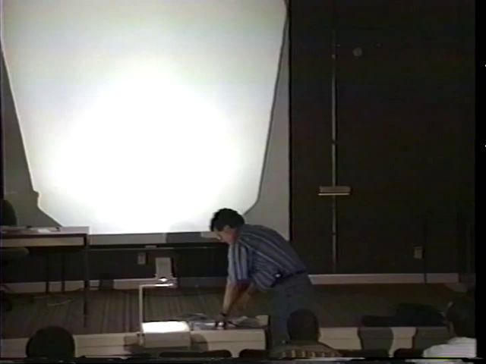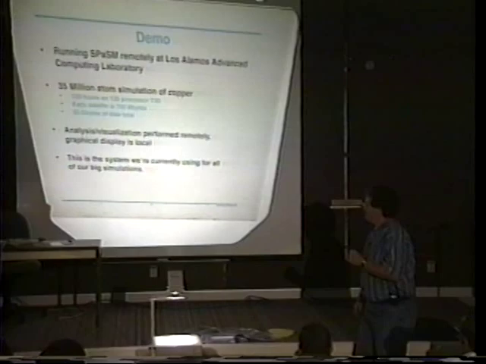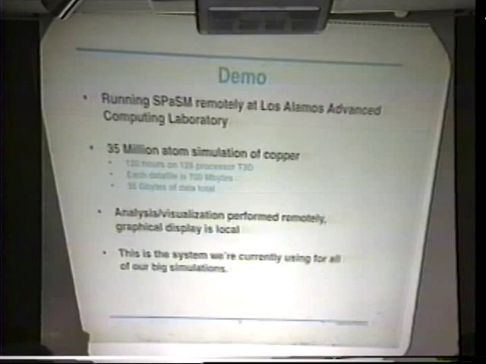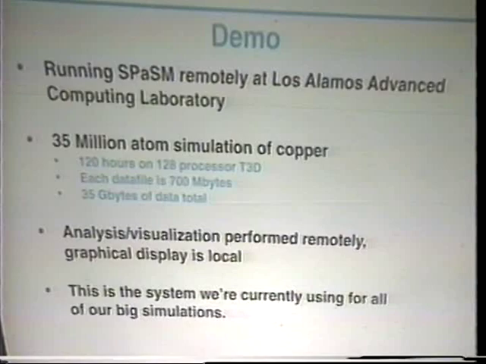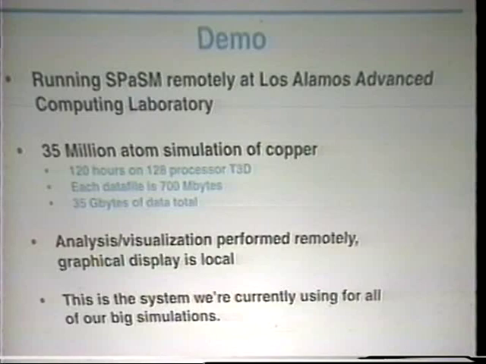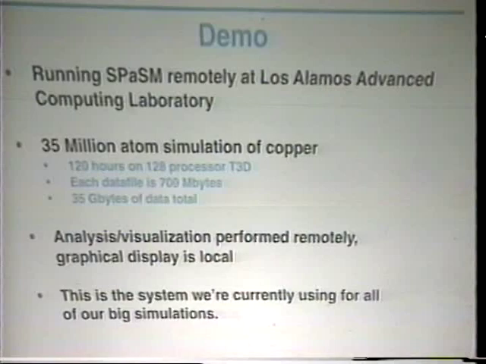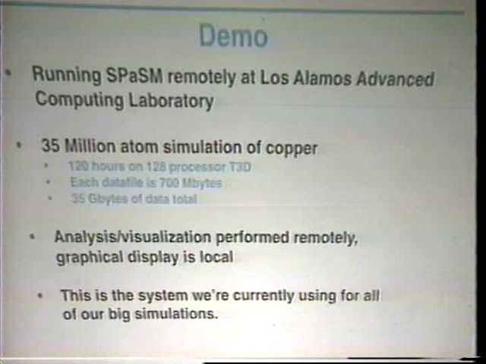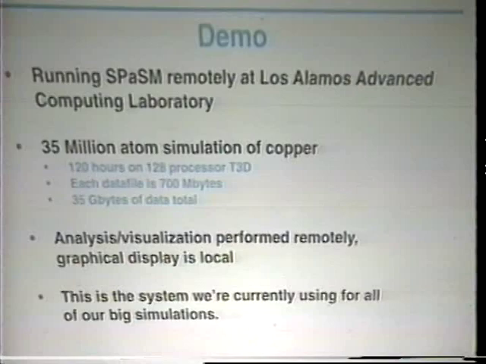So at this point, I'm going to attempt to do a demo. I'm always skeptical when I give demos because there's always a chance that they're going to crash. But what I'm going to do is remotely run the SPaSM code at the Advanced Computing Lab at Los Alamos. One of the things I'm going to do is some post-processing of a 35 million atom simulation of copper that we did on a Cray T3D. Each data file in this is 700 megabytes. All the analysis and visualization is done remotely, so nothing is being done on this workstation here. The only thing being done here is local display of results. This is the simulation we're currently using for big simulations. And then I'm going to show some other stuff that we're working on.